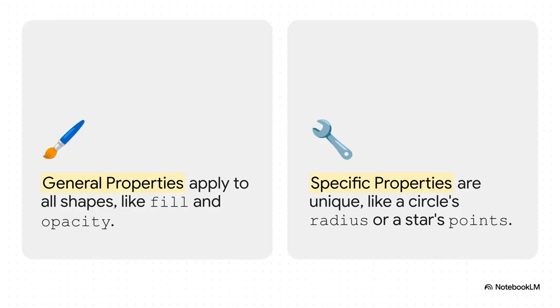Okay, it's really important to get this one thing straight. You're probably already used to general properties, right? Things like fill color or opacity. Pretty much any shape you can make has those. But what we're talking about are these specific ones. A circle has a radius, but a line doesn't. A star has points, but a circle doesn't. These unique features, that's where the magic is.